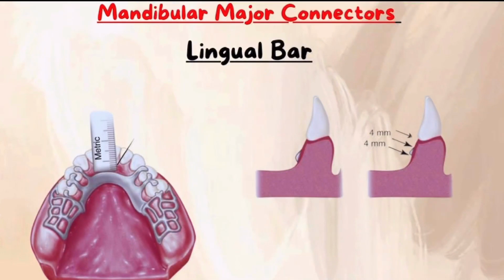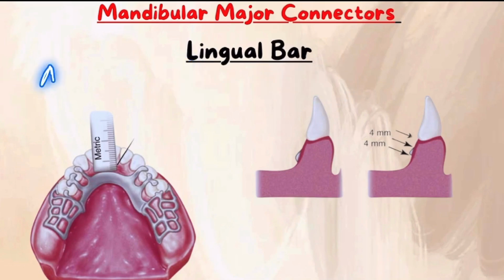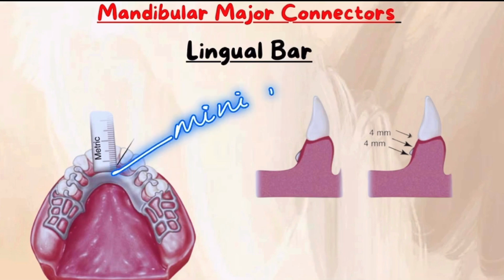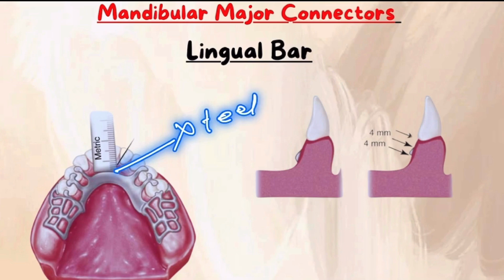Lingual bar is indicated in the Kennedy's class 3 situation and also in class 3 modifications. Advantages of the lingual bar are that it is easy to design and easy to fabricate, and it has minimal contact with the oral tissue and no contact with the teeth. Because of this, no decalcification of the teeth is seen.